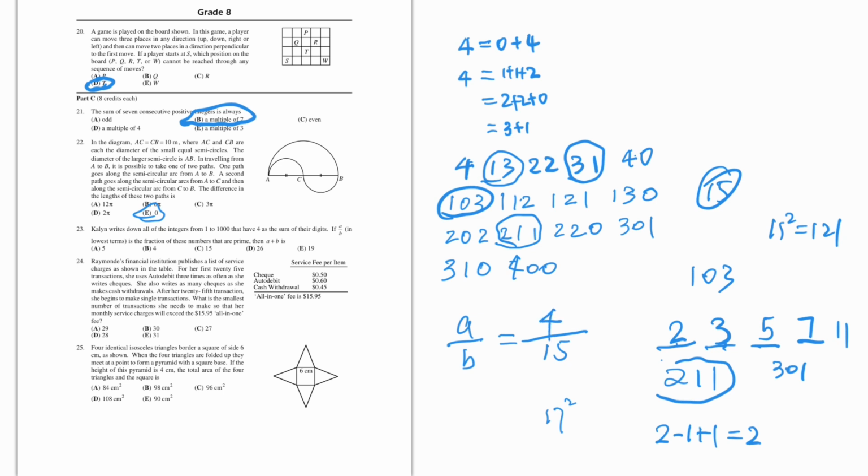So A over B is 4 over 15. That's the fraction of prime numbers. The question asks for A plus B, which equals 4 plus 15 equals 19. So the answer is E.